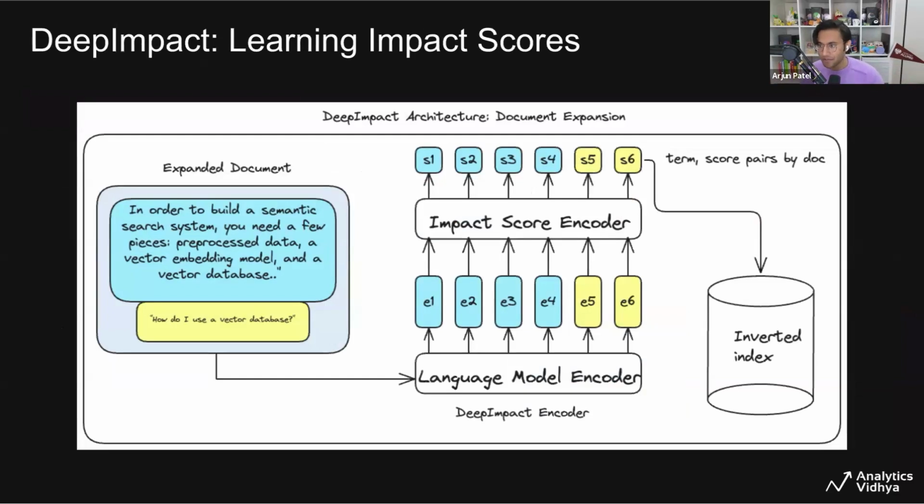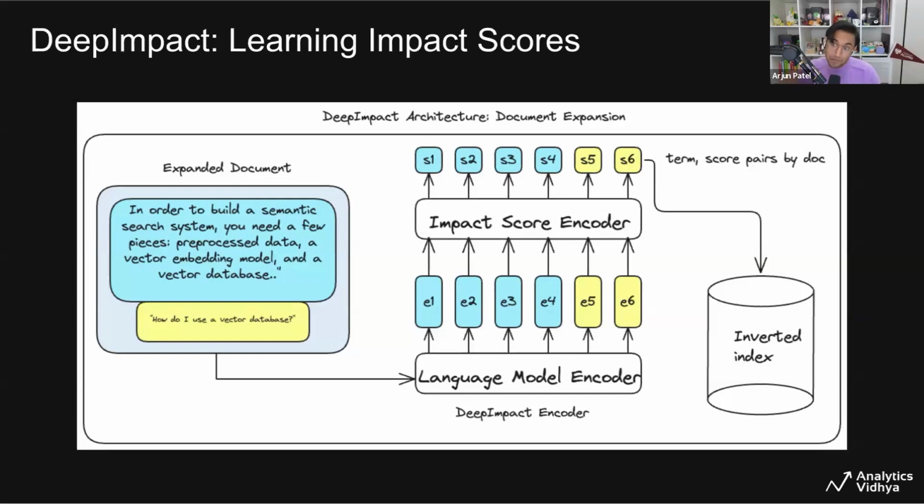So I'll walk you through what this diagram is doing so you understand what's going on. We have this expanded document, which is first going to be passed through a language model encoder. Just like we talked about XLM Roberta before, this language model encoder is going to learn what these words mean, and it'll output an embedding of the meaning of each of these tokens, which is represented by these intermediate passages here. Those embeddings are going to go into something called an impact score encoder, which is basically a multi-layer neural network. And that impact score encoder is going to try to predict the importance of that word to the document. And those are going to be our impact scores.